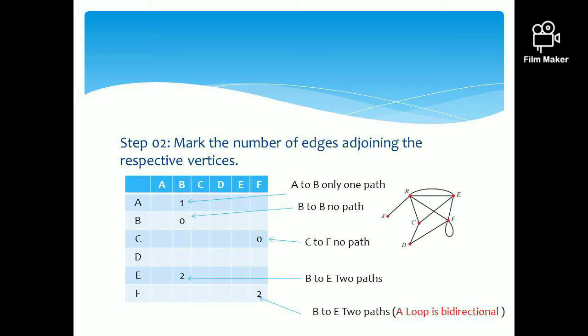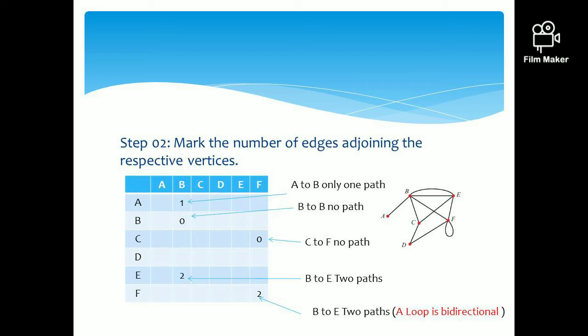From this diagram you can understand that there is only one path from A to B. Therefore, the adjacency matrix from A to B turns up into 1. As well as you can mark from B to A also as 1. Just concentrate on the fact from B to B. B to B there is no path. Therefore, the number of paths from B to B becomes 0.